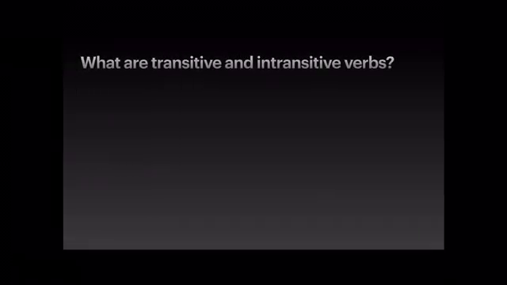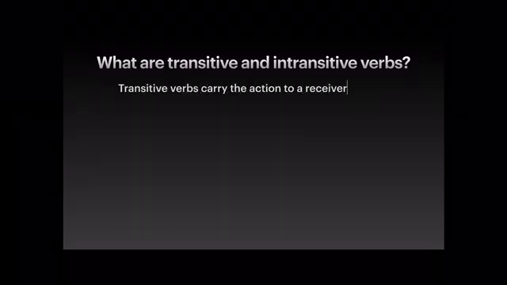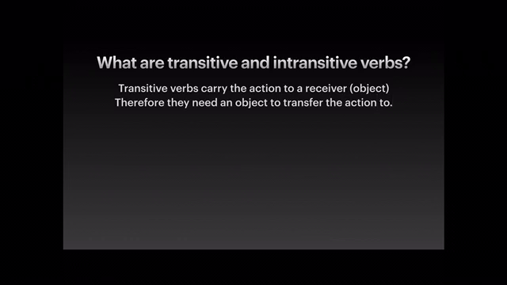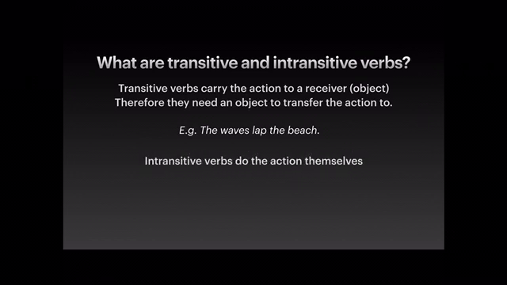But today we're checking a new category, transitive and intransitive verbs. Transitive verbs are those that take the action into an object. That means they will always need an object to perform the action. Here we have an example. And intransitive verbs, on the other hand, don't need an object to perform the action. They do it by themselves. Here we have another example.